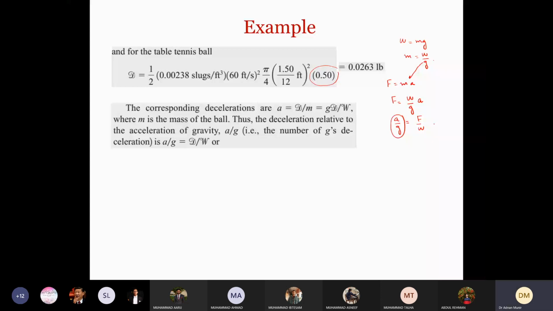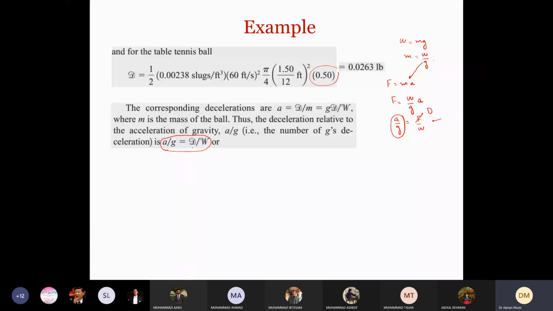The corresponding decelerations are: A equals D over m, where D is the drag force in this case, which is equal to gD over W. So I can work out the value of a by g, which is equal to D by weight, where m is the mass of the ball. Thus, the deceleration relative to the acceleration of gravity, a by g, that is the number of g's of deceleration experienced by the ball, is given by this equation. Now we know the drag force.